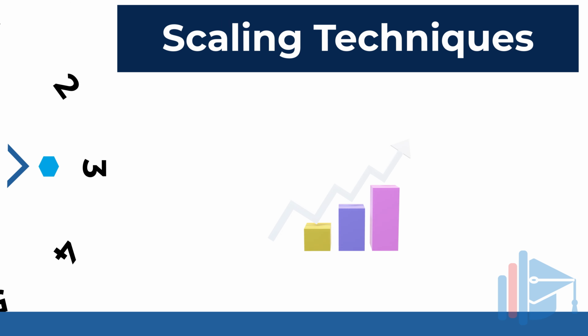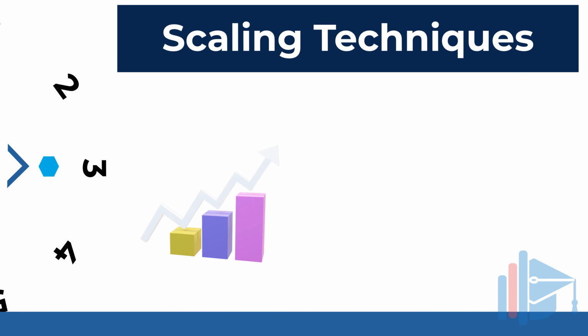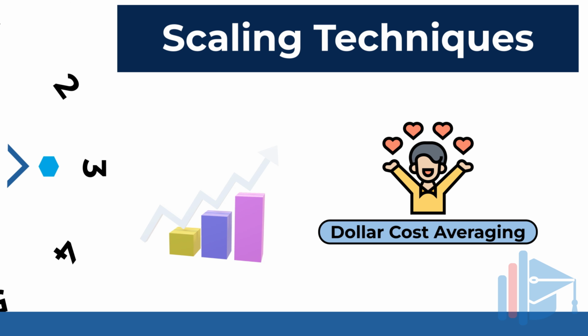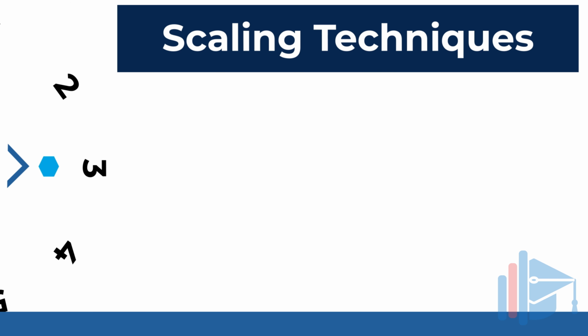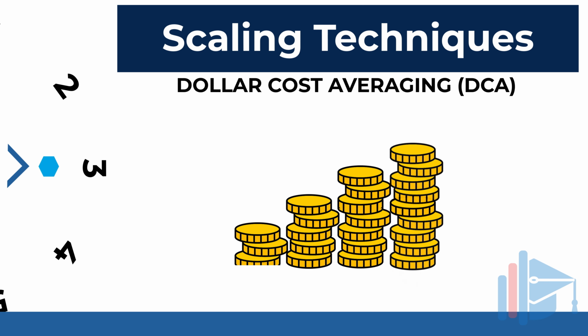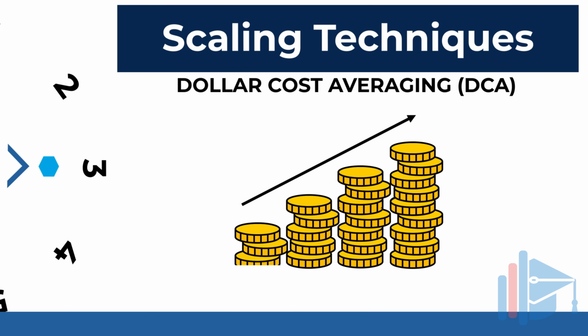Scaling techniques are strategic approaches to adjusting your position size in the market. When done correctly, they allow traders to optimize their entries and maximize their profits while managing risk effectively. Let's explore two popular scaling methods: dollar cost averaging, or DCA, and pyramiding. Dollar cost averaging involves adding to a losing position in smaller increments, effectively averaging out the entry price. This technique assumes that the market will eventually recover, making it suitable for long-term investing in assets with a strong fundamental outlook, such as stocks or cryptocurrencies.